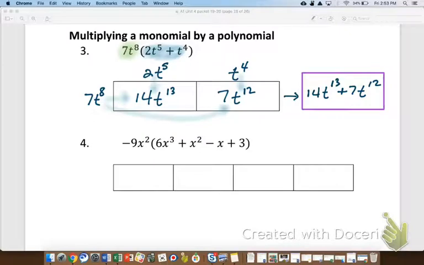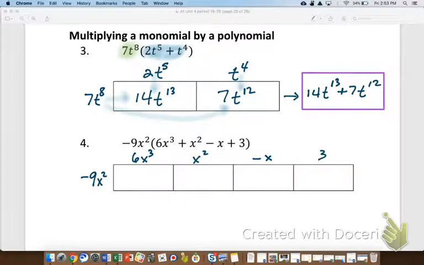So number 4, and the beauty of this, I guess, is that it's consistent. You always do the same thing. So check out number 4. Negative 9x squared goes there. 6x cubed plus x squared minus x plus 3. You just fill in all the spaces to the left and the top. Anybody ever done it like this before? Oh, this is so good. This will really help us when we get later on to something called factoring. It'll really, really help. Okay, so let's just hear what you have to say.